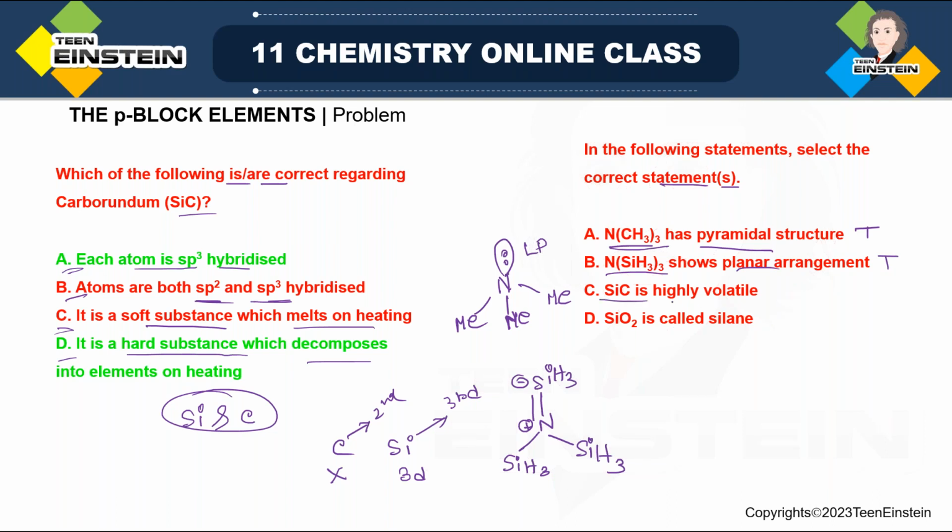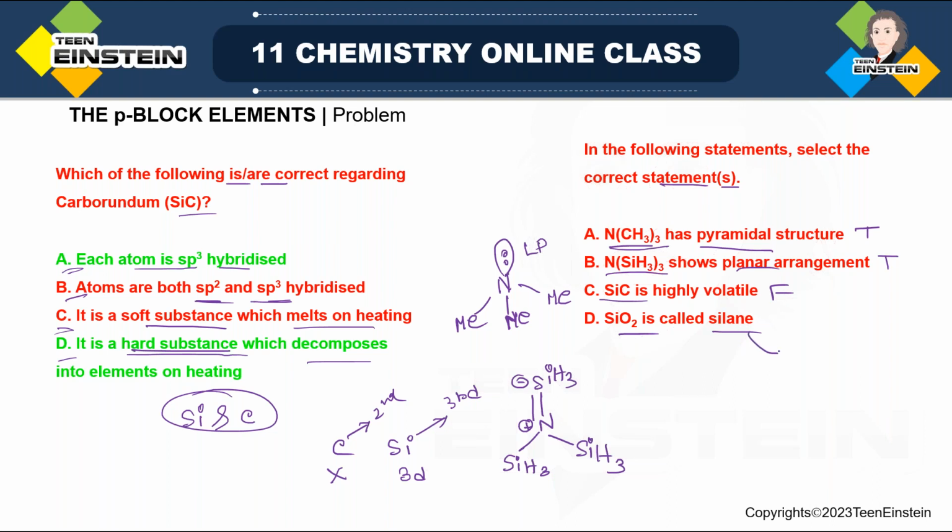Then the third statement is related to carborundum. It is saying that it is highly volatile, but we have already seen in the last problem that it is a hard substance. Only if you heat it at a very high temperature will it decompose to carbon and silicon. So it cannot be volatile. This is false. And the last one, SiO2 is called silane. SiO2 is actually called silica, or you can call it silicon dioxide, but it is not silane.